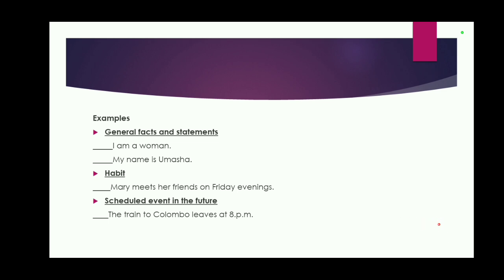Here are some examples. I am a woman. My name is Masha. This is a general statement or fact. Mary meets her friends on Friday evenings. That is a habit. The train to Colombo leaves at 8 p.m. That is a scheduled event in the future.